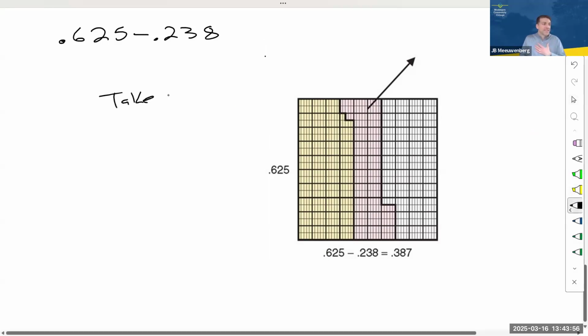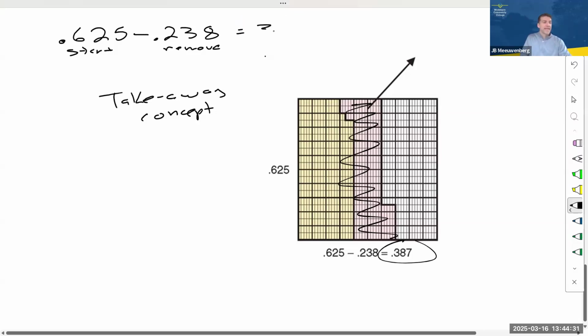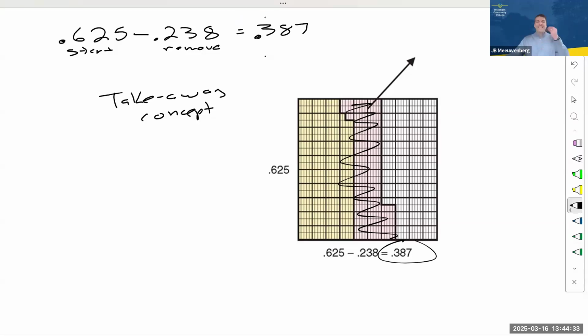Again, one concept is the takeaway concept, which is removing this value. You start with this, and then you remove this amount. For many people, that's the only way they view subtraction, but it's just one of the three ways. So we start with 625 thousandths, which is the whole thing, and then we remove this part and we see what's left. And if we counted all those, we would see it's 387 thousandths. So that's that takeaway concept.